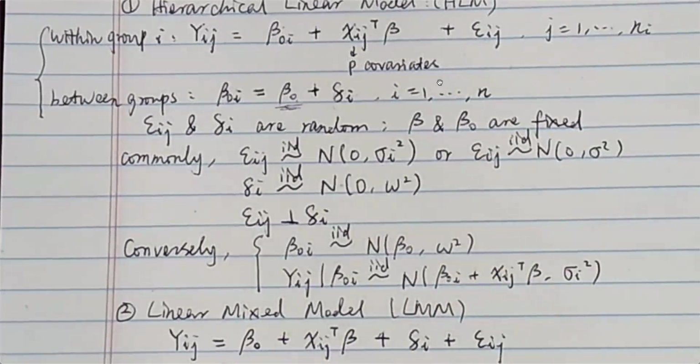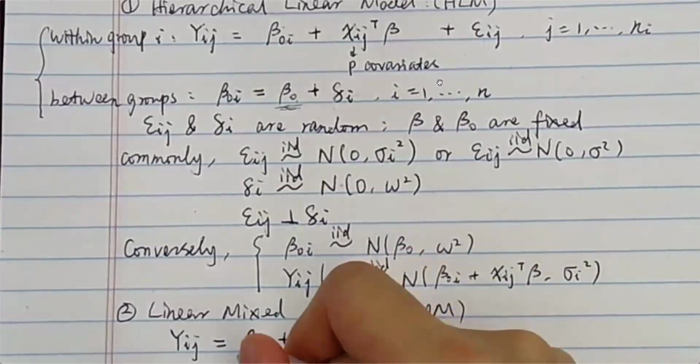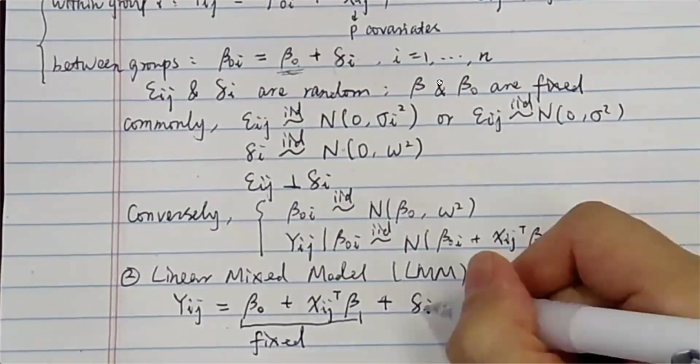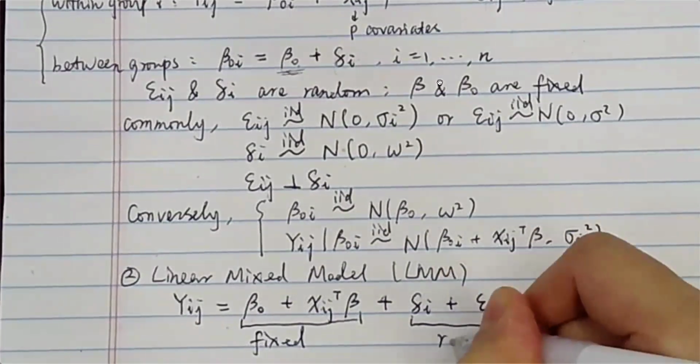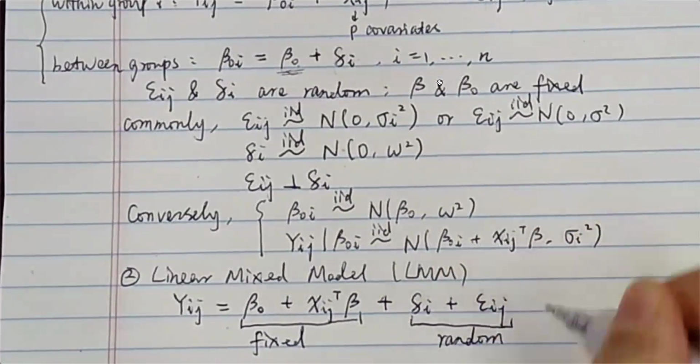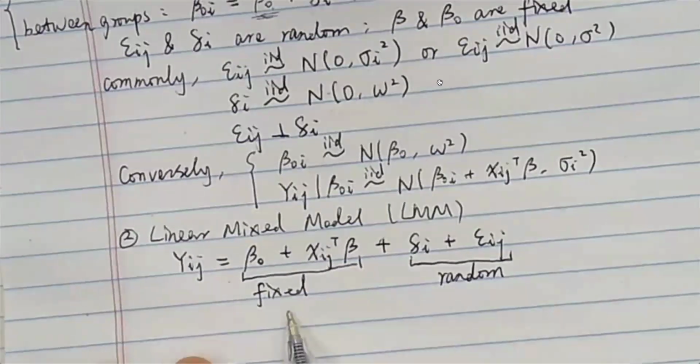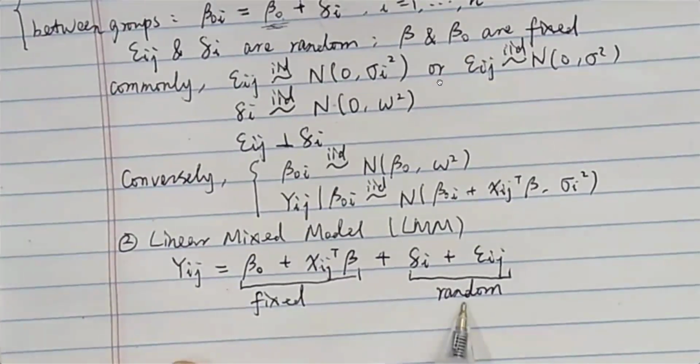Okay, so when I write it this way, I can clearly see that I have the fixed part here. Nothing is random here. And I have the random terms here. It's a separation of the so-called fixed effect and random effect.